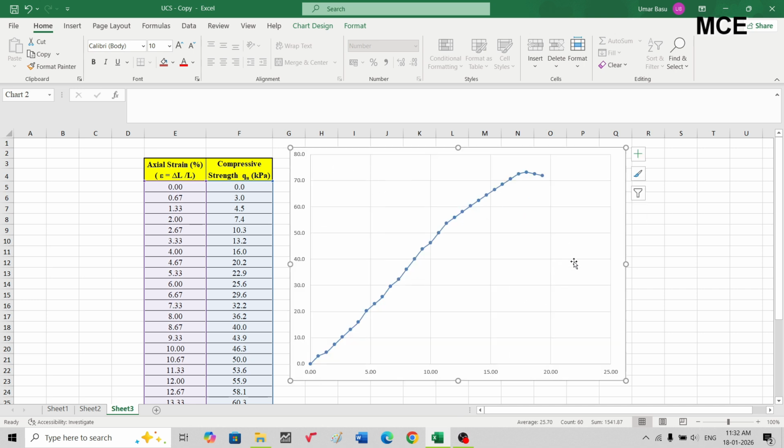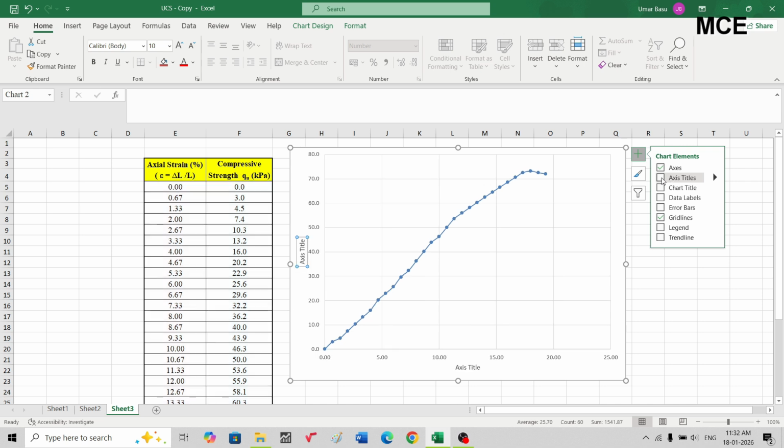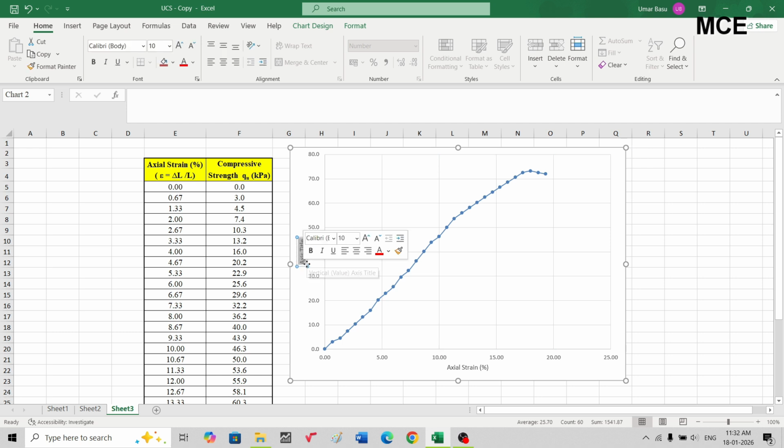Increase the size of the chart, then add the axis titles. What is our horizontal axis? It's the axial strain in percentage. So write axial strain values in percentage. And our vertical axis is compressive strength in kilopascal. Strength of soil in kilopascal.